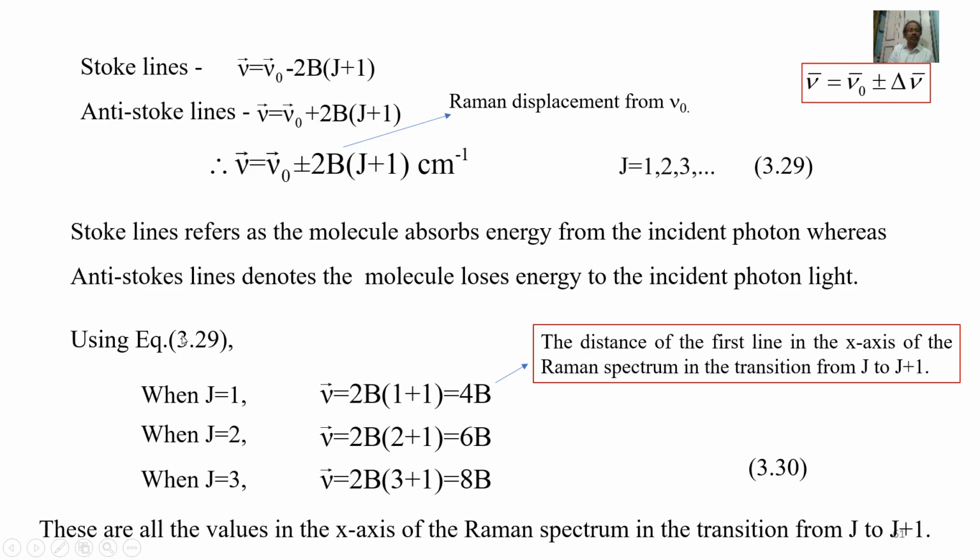So using equation 3.29, you substitute J equals 1, and we have nu equals 2B times (1 plus 1), which is equal to 4B. And 4B is nothing but the distance of the first line in the x-axis of the Raman spectrum in the transition from J to J plus 1. When J equals 2, we have nu equals 6B. When J equals 3, we have nu equals 8B. These are all the values in the x-axis of the Raman spectrum in the transition J to J plus 1.